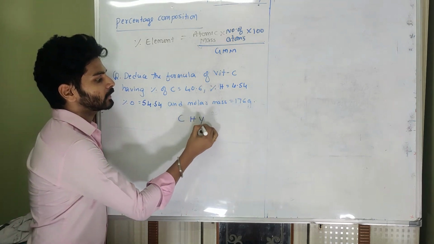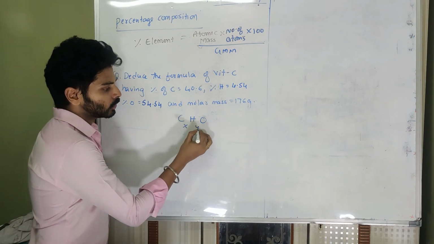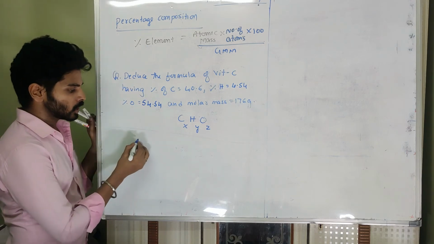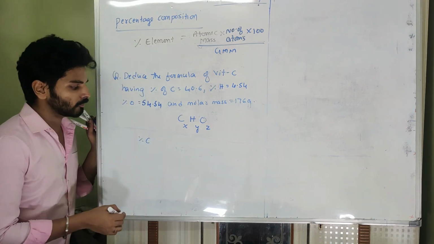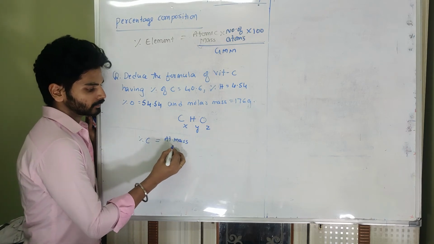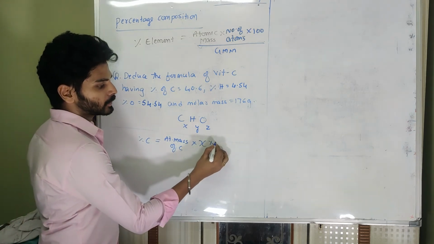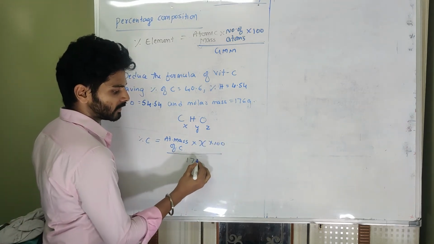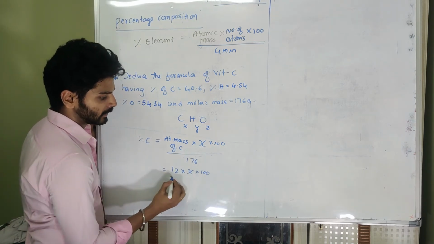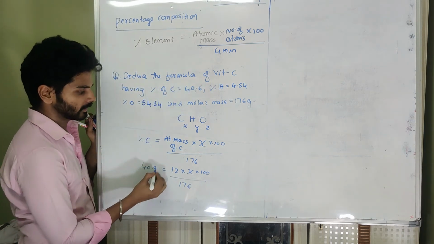We know that vitamin C contains carbon, hydrogen and oxygen. We just don't know the number of carbon atoms, number of hydrogen atoms and number of oxygen atoms. So if I apply the above formula for carbon, percentage of carbon must be equal to the atomic mass of carbon into the number of atoms, which we represent as X, into 100 divided by 176. So 12 into X into 100 divided by 176, this is the percentage of carbon, given as 40.9.